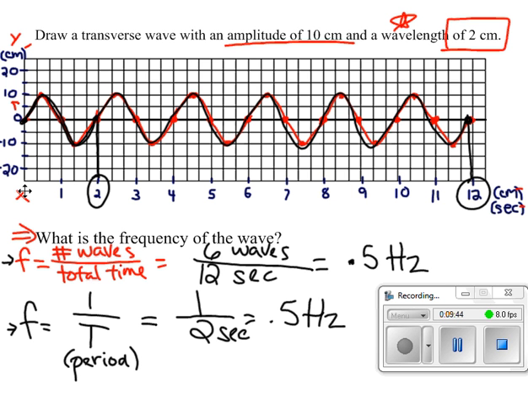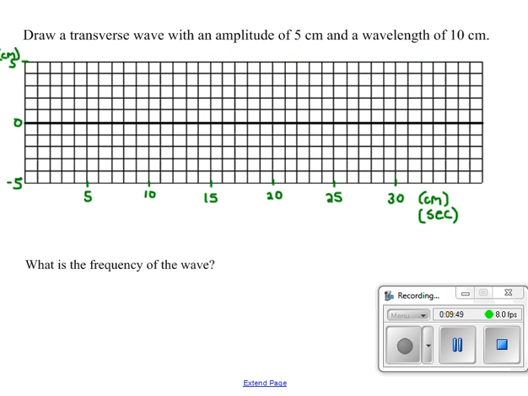All right, let's do one more practice. All right, this one says, draw a transverse wave with an amplitude of 5 centimeters and a wavelength of 10 centimeters. So I've got my graph here. And remember, the very first thing I'm going to look at is the wavelength number. That's the first dot you put on the graph. So if you see, this one is 10 centimeters, so I'm going to go to my rest line or my zero line and put a dot at 10 centimeters. That's the length of one complete wave.